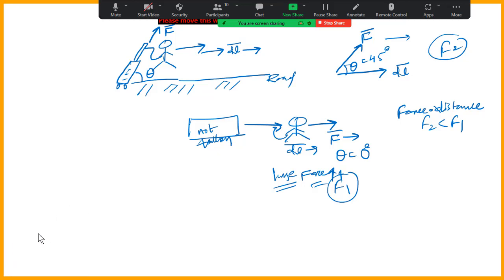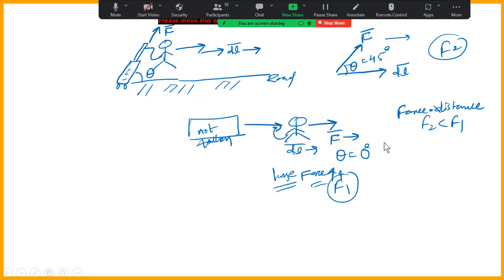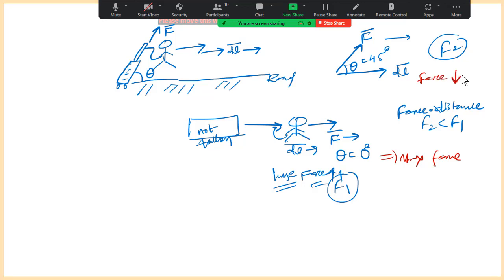To keep this in mathematical form, the cosinusoidal function will come into the picture. When the angle is 0, maximum force is required. But when the angle is non-zero, force is reduced. When force is reduced, the work is also reduced. So this is situation 1, this is situation 2.